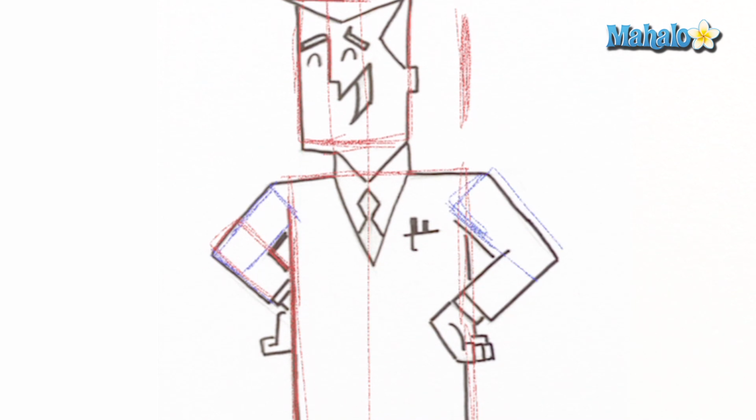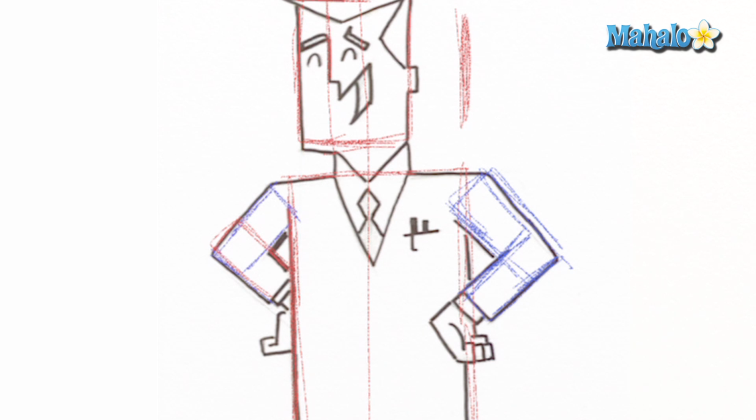And drawing these rectangles is going to help keep him, I know I say this a lot, in scale as well. Because if you just outline and you don't really block him out, his arms might be a little too fat or something like that. So, we have that all set.